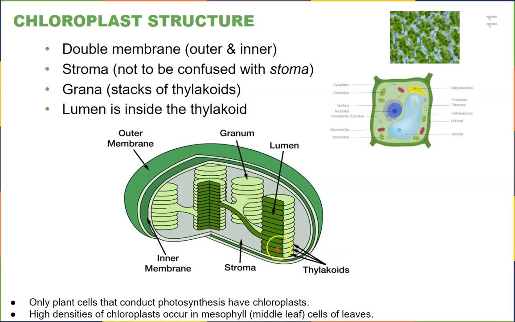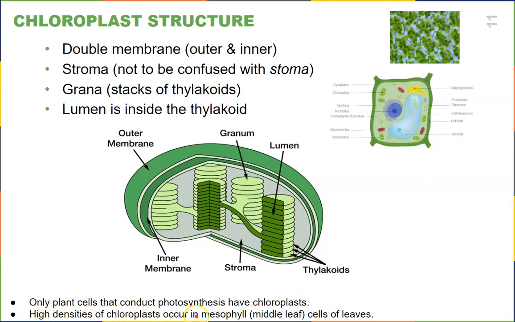Thylakoids are interconnected. I know they don't really look like they're connected in this picture, but they are connected, typically like this one's showing. Thylakoids are where the pigment is going to be. So chlorophyll typically is our pigment, and it'll be in the thylakoid membrane.